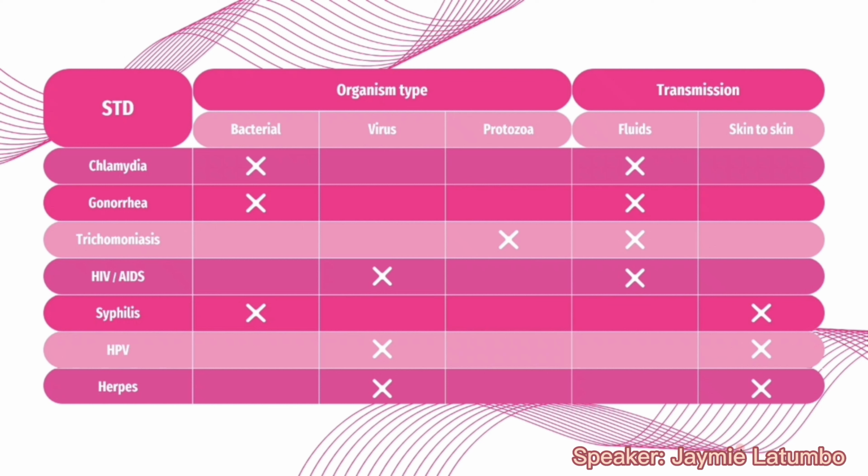So, sa transmission naman, ito yung way kung paano siya pwedeng mapasa. Sa fluids ay chlamydia, gonorrhea, trichomoniasis, and HIV and AIDS. Samantalang sa skin-to-skin naman ay syphilis, HPV, and herpes.